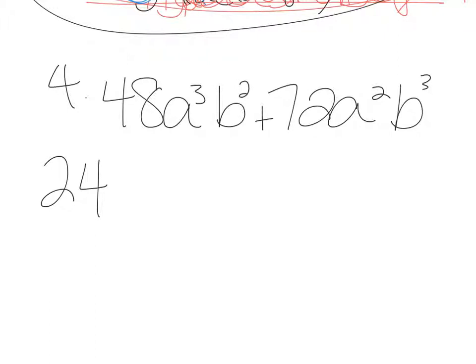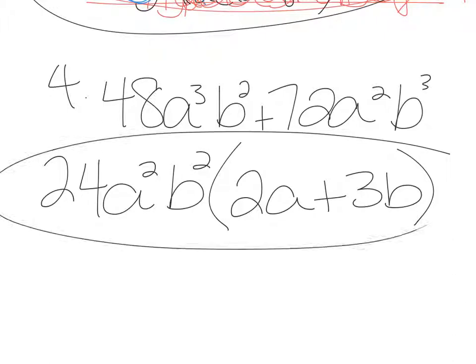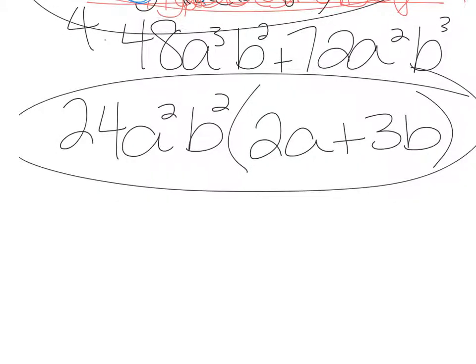And then if you look at the a's, I have an a cubed and an a squared, so I can factor out an a squared. They have a b squared and a b cubed, so I can factor out b squared. So my greatest common factor is 24a squared b squared. And when I factor that out, you should be left with 2a for the first term and 3b for the last term. Okay, so this is the first type of factoring, the most important type of factoring, and you will use it over and over and over again.